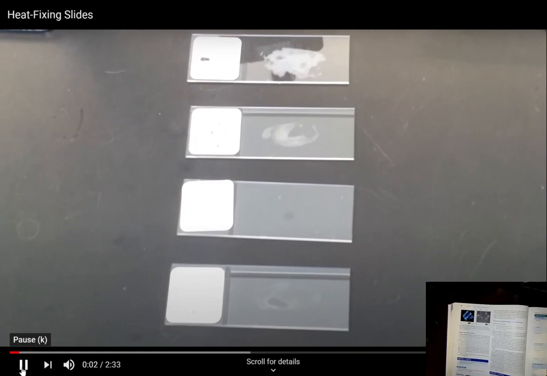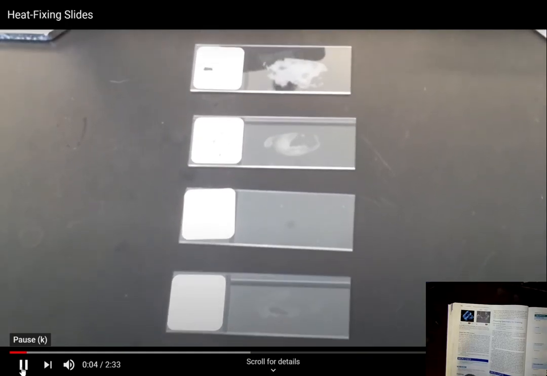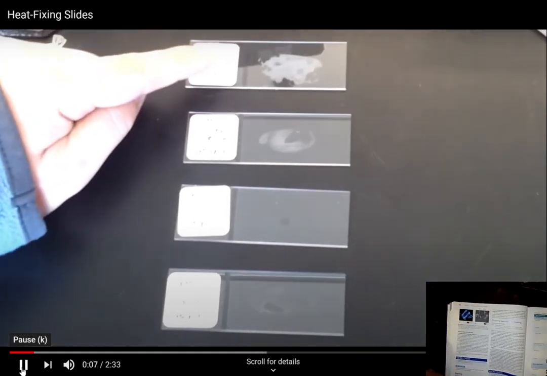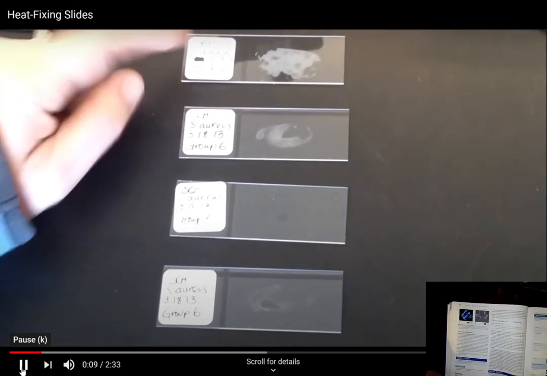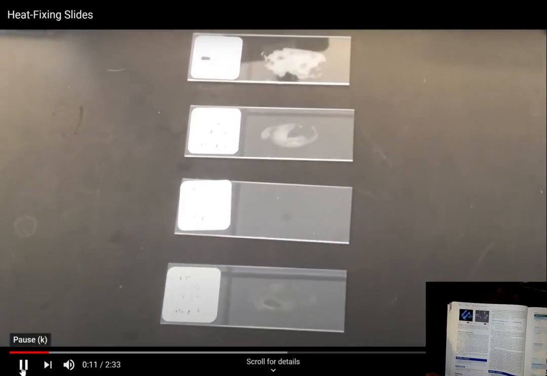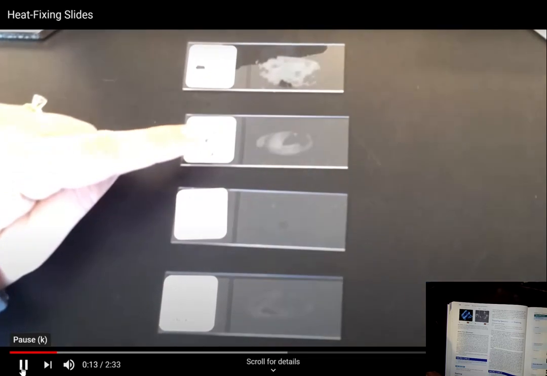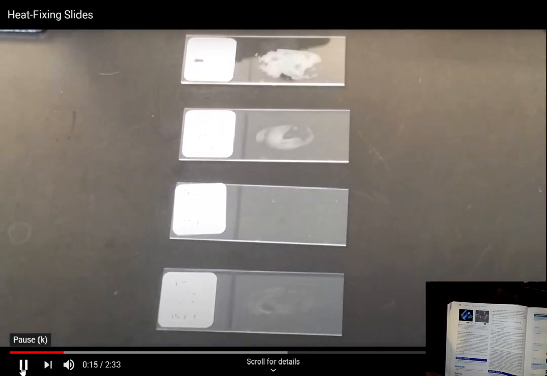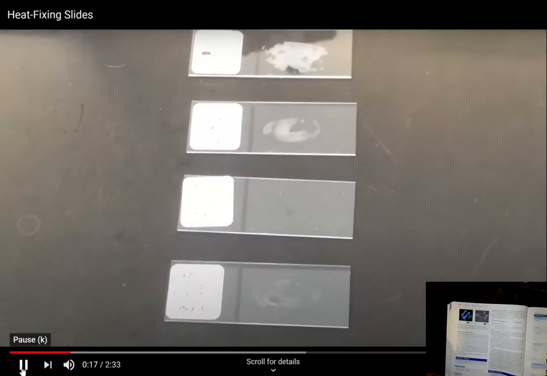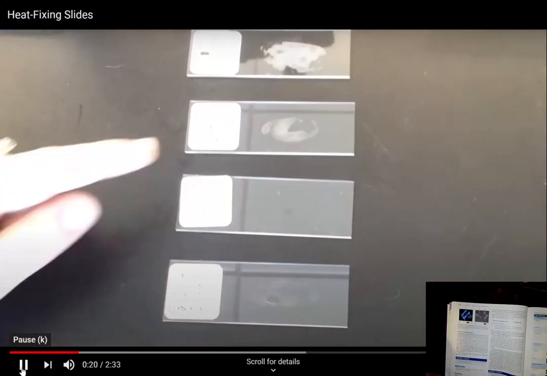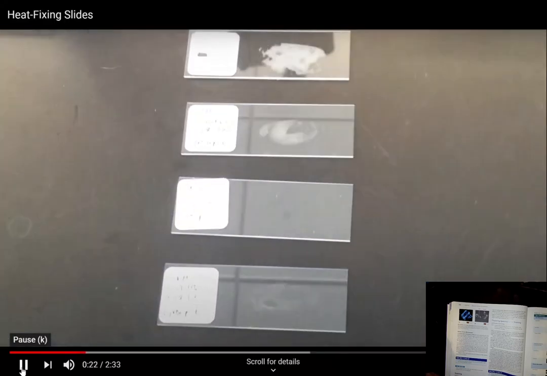These are 4 slides that have just been prepared but not heat fixed. This top one is a little too thick, but it is fairly even. It could probably be a workable smear. This second one is a little bit lighter, but it's less even than the one above it. And you'll notice it's still drying a little bit, not quite ready to heat fix.